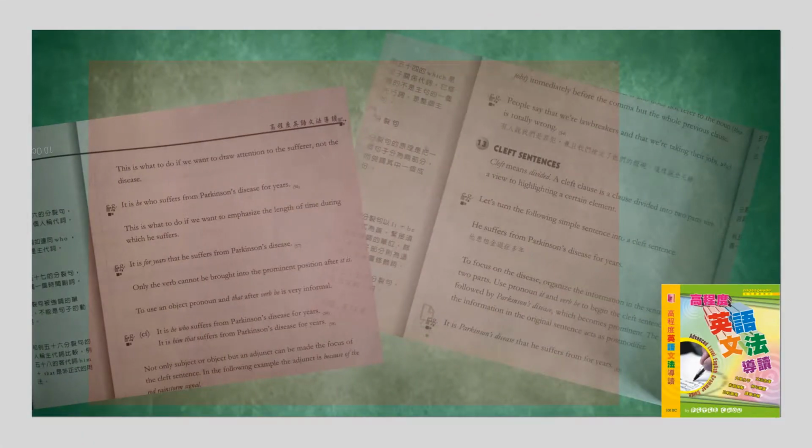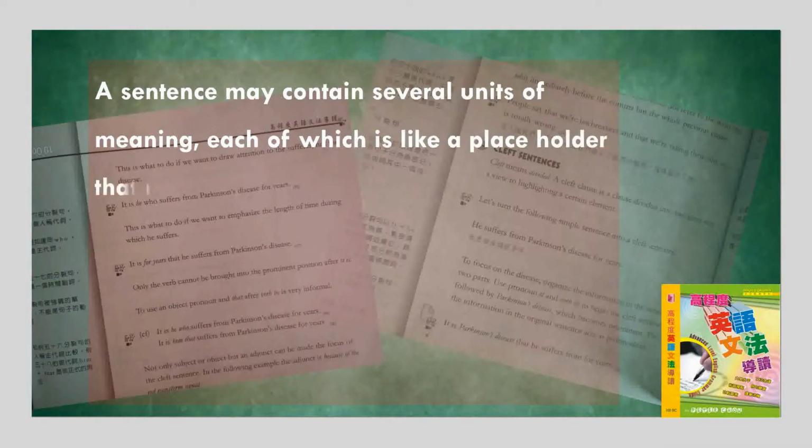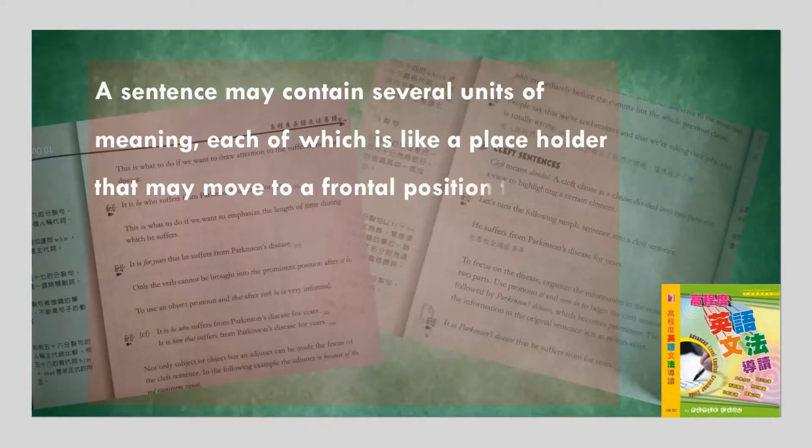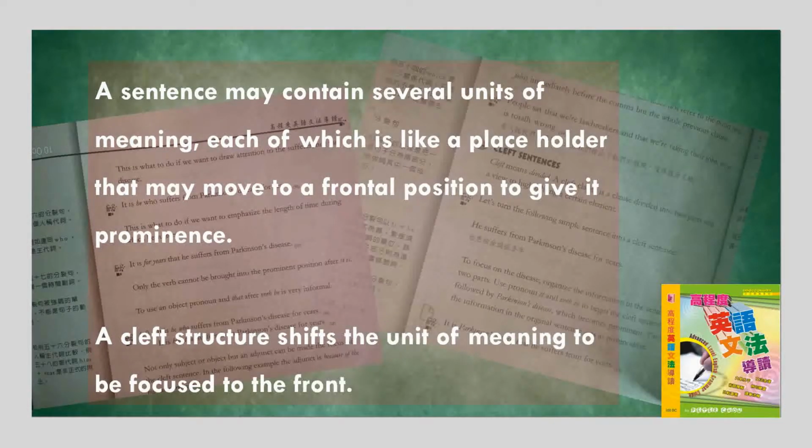First of all, we know a sentence is usually made up of more than one unit of ideas. A unit is just like a placeholder, and then you put different ideas into different placeholders to form a sentence. If you have different ideas in a sentence, inevitably one idea will be more important than another one. Let's say you want to draw attention to a certain idea over the others. The way to do it is to use a cleft sentence structure.